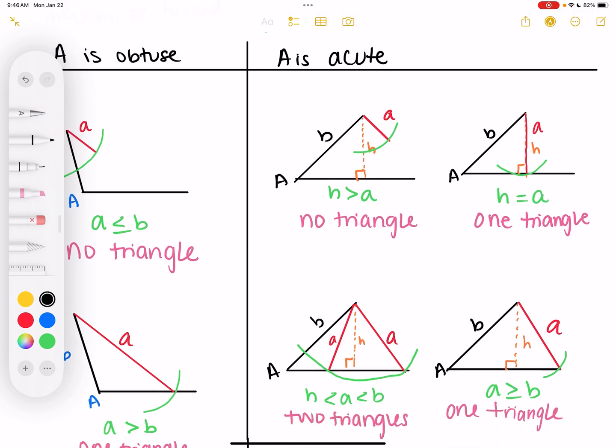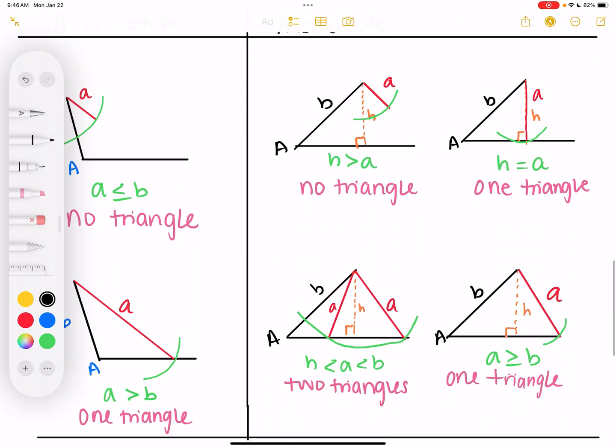The hardest scenario is when it's two triangles, because obviously that means twice as much work to solve. No triangle is obviously the best. Other than finding H and showing that H is greater than A, there's no work, so that's nice. One triangle is not too bad. We've already done one where we solved one triangle up there; it was just a different scenario. So those are the different scenarios we have for that.